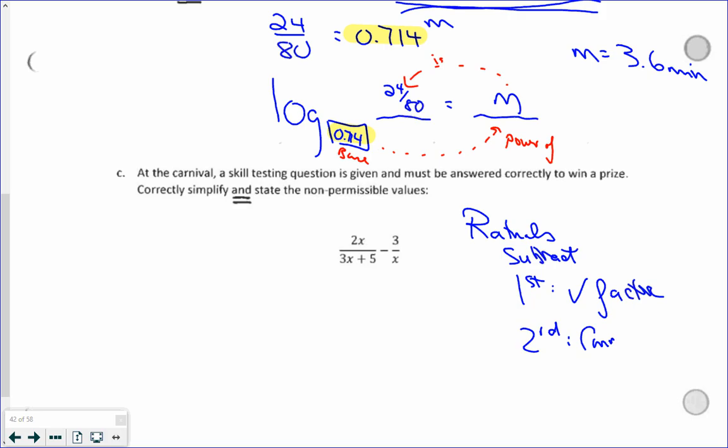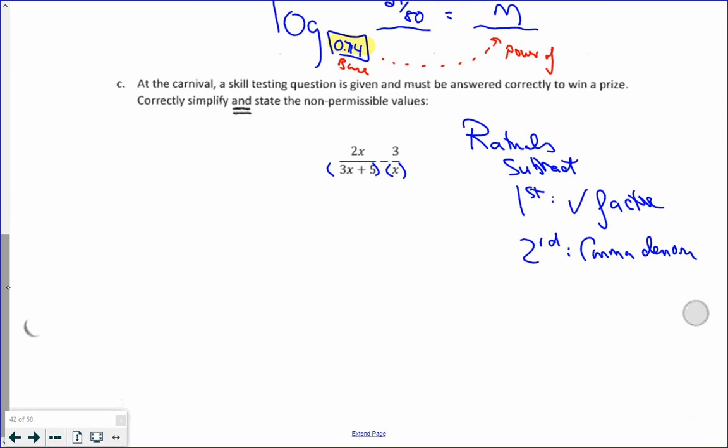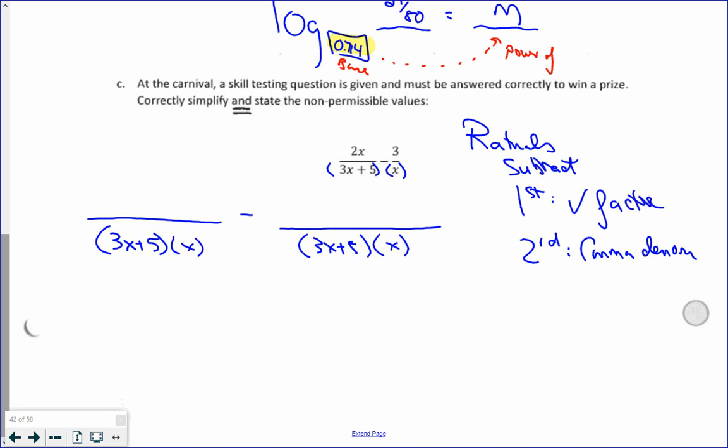Second step, common denominator. So think of each denominator as its own little bracket. So I need one of each. I need a 3x plus 5, and I need an x. I need one of everything.